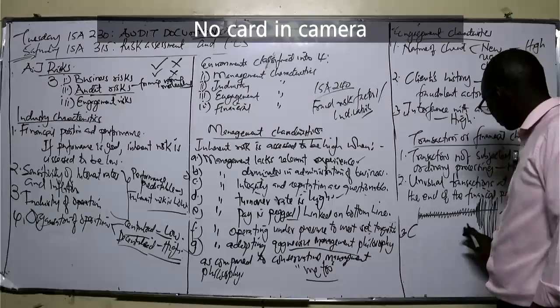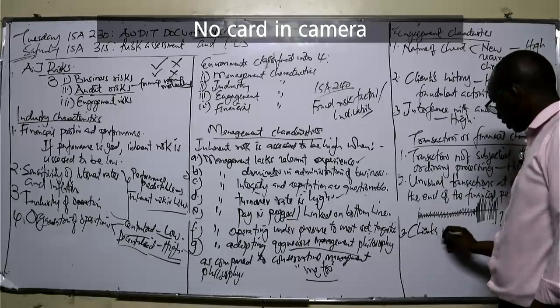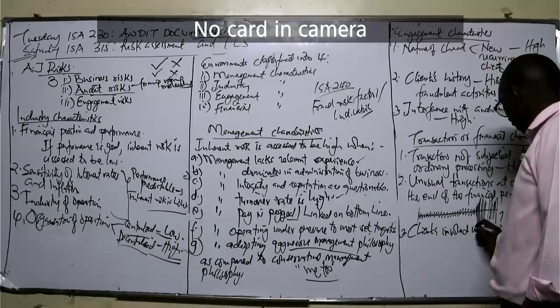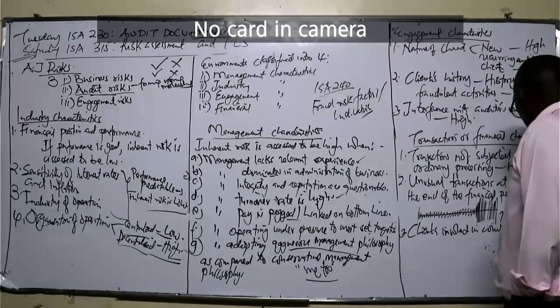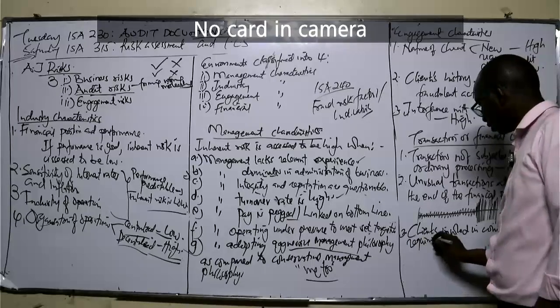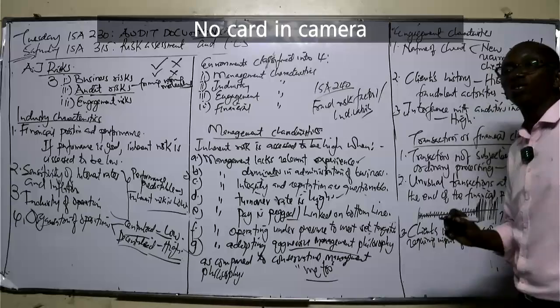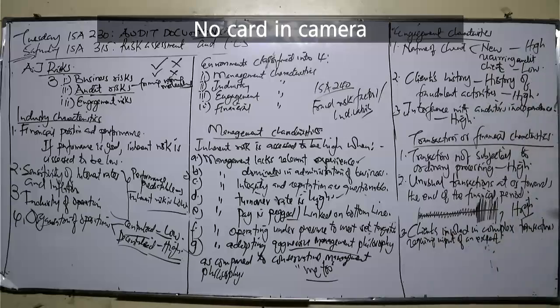clients involved in complex transactions requiring input of an expert. That you, as an auditor, you cannot understand some things. That you, as a professional accountant, there are some things you are not understanding, not unless an expert sheds some light. Assess inherent risk as being very high.